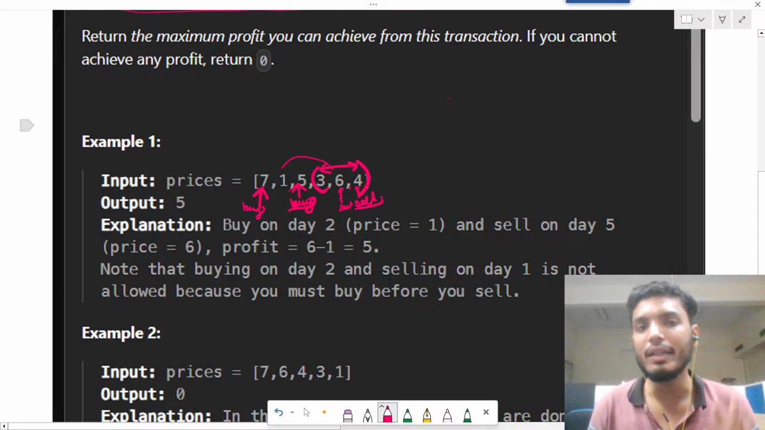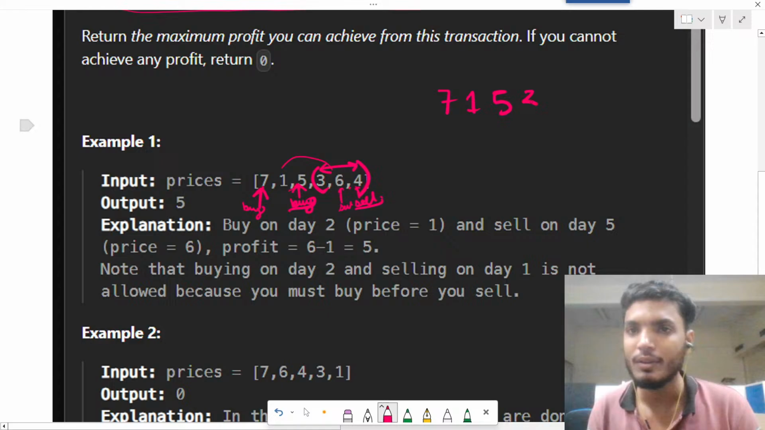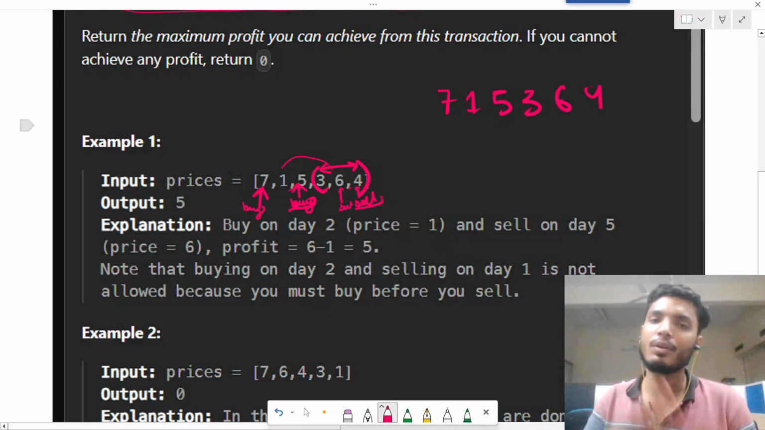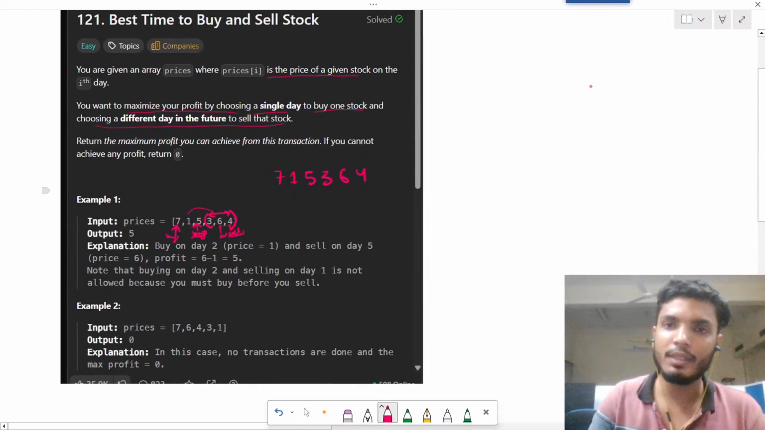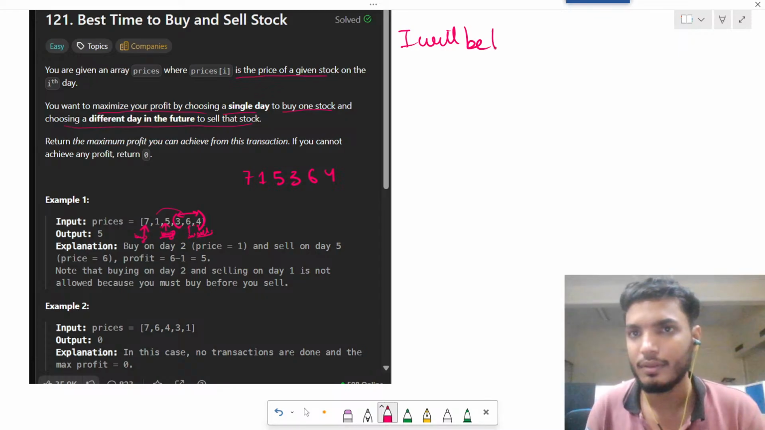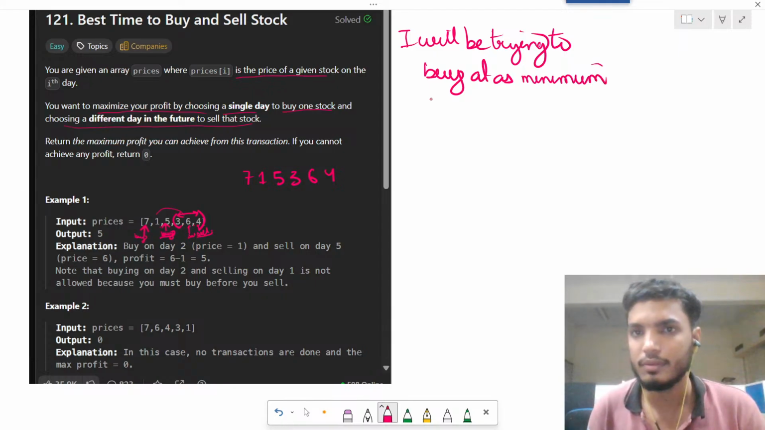Okay, so how will I approach this problem? The simplest thing is this: I will be trying to buy at as minimum a price as possible.